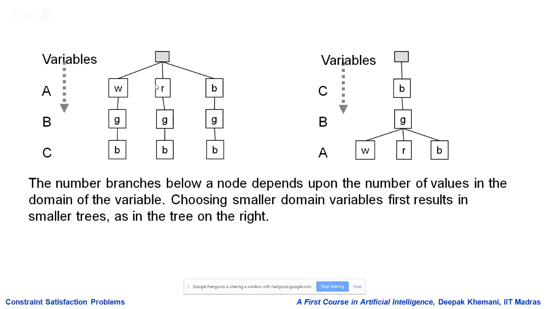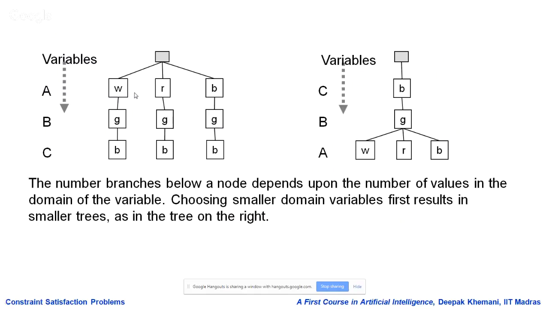Now, if you look at these three variables, A, B, and C, you can see on the left-hand side that A has three values. This is just some simple example that we are constructing. A has three possible values, white, red, and blue, but B has only one value, which is green, and C has only one value, which is blue.